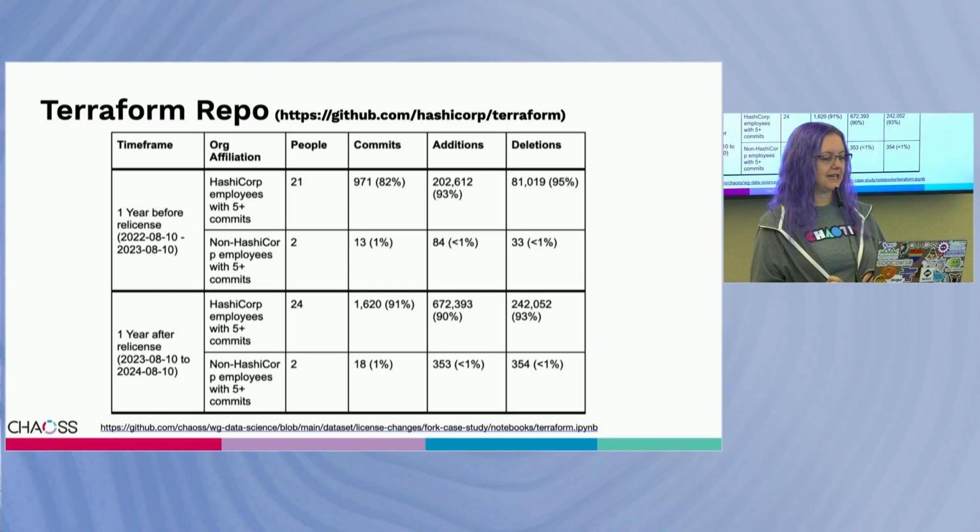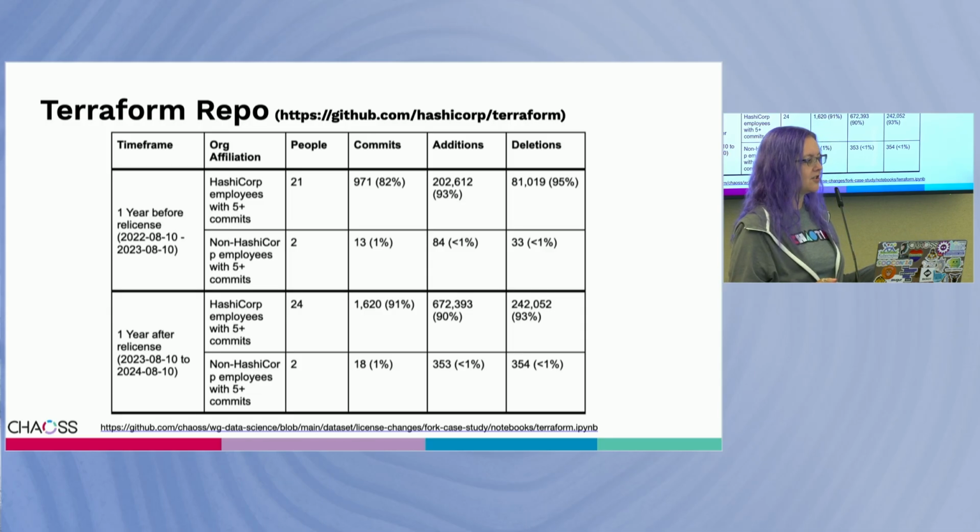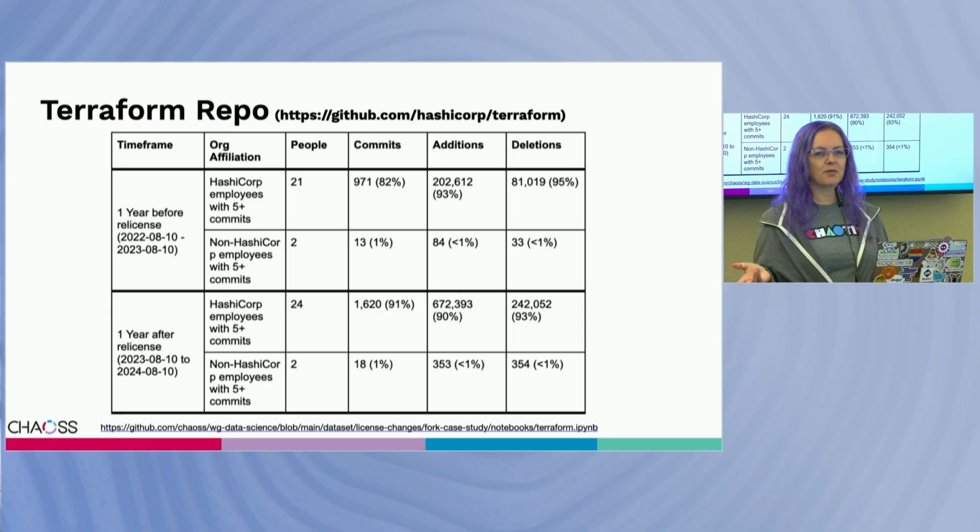So let's have a look at the data. Similar to the Elasticsearch example, it's HashiCorp employees who are making the significant contributions to Terraform, even before the relicensing, with only 1 to 2 people outside of the company making any significant contributions to that core repository. So it's not surprising that it's about the same after the relicense.